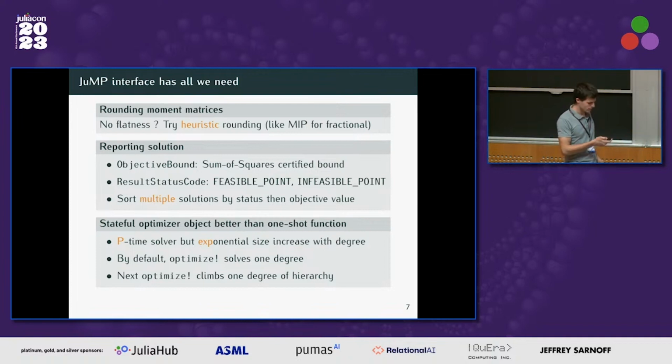So a better interface is to, when you do optimize, you just solve for one degree. Then the user can see what is the bound you obtained, what are the solutions you found, and things like that. And if he wants to be greedy and solve for the next degree, he calls optimize again, and then you solve the next degree of the hierarchy. And so in that sense, the fact that in JuMP it's not just a one-shot function, it's like a stateful optimizer for which you can get and set things and call optimize, is very appropriate to do these kind of things.